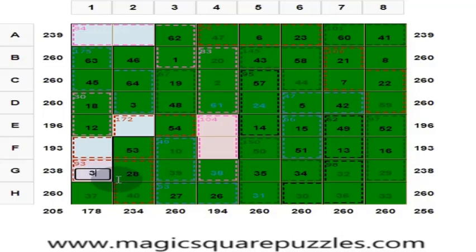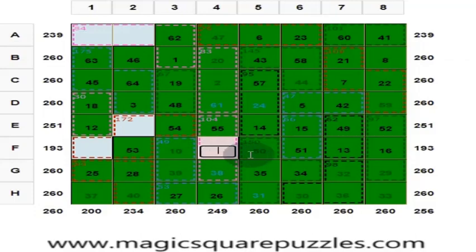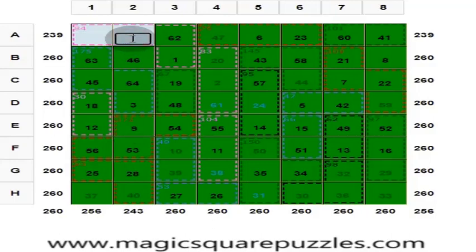Here you put 25 to get 260. Okay. And what is this? Diagonal should be 260. Here you put 55. And what is this? Here you put 11 to get 260. Now what is this? 56. And what is this? 9. And what is this? 17. And what is this? 4. Now we have completed one magic square puzzle.